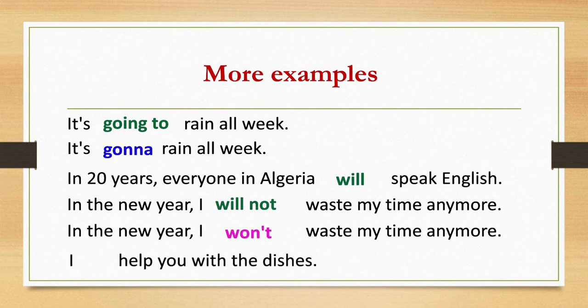I will help you with the dishes. This is like we are presenting our help. We are volunteering to help with the dishes. So for volunteering, we use will. I will. I'll help you with the dishes. If you see your mom or your sister or your father being tired of the dishes, you can volunteer to help and say, "Oh, I'll help you with the dishes."